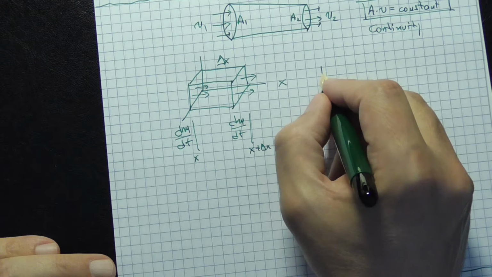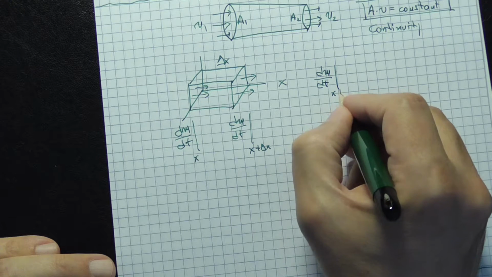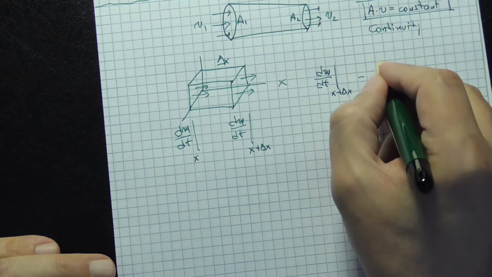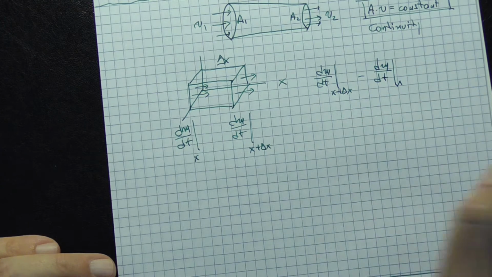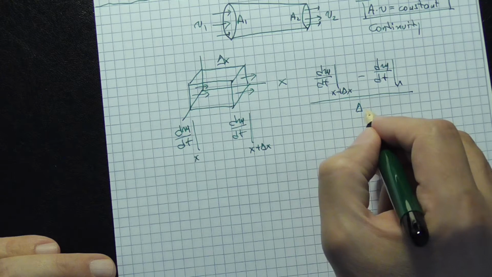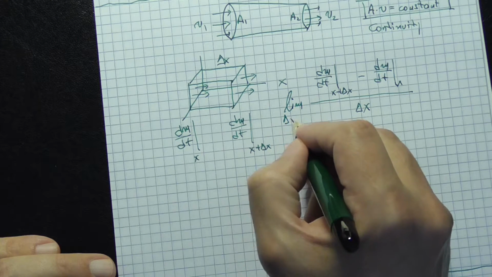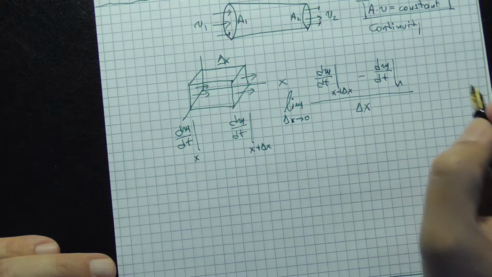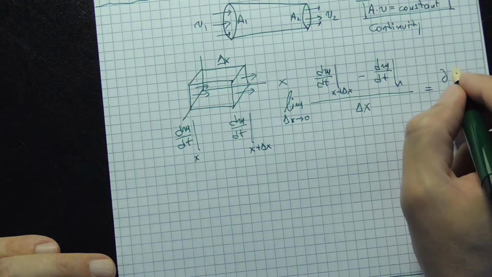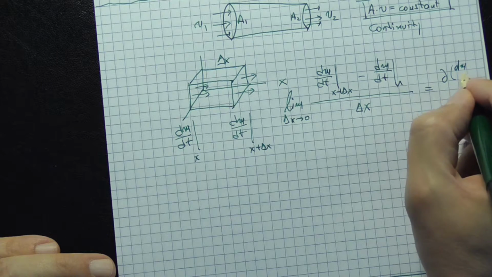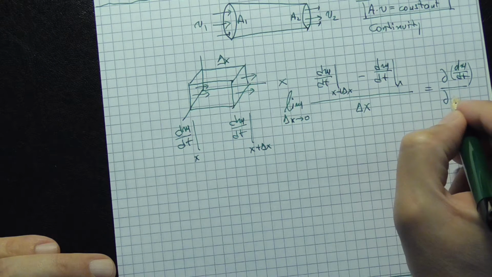So dm dt at, let's say, x plus delta x minus dm dt at x over delta x, and take the limit as delta x goes to 0. And this is actually the partial derivative of this flow rate with respect to x.